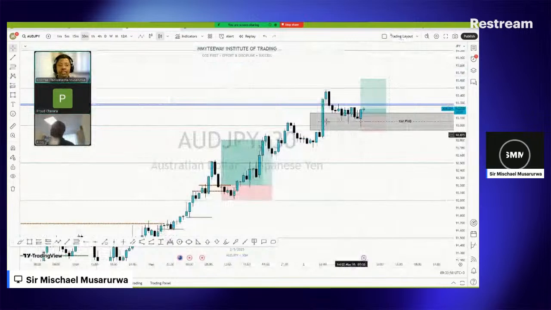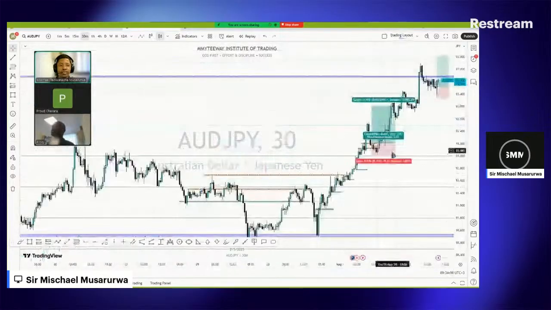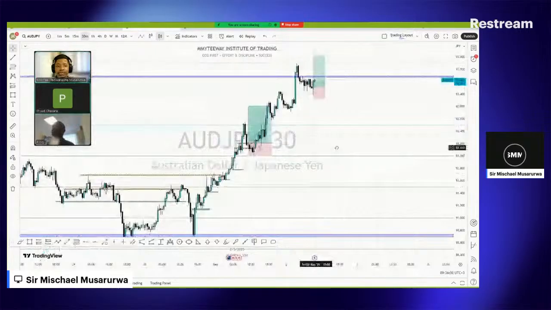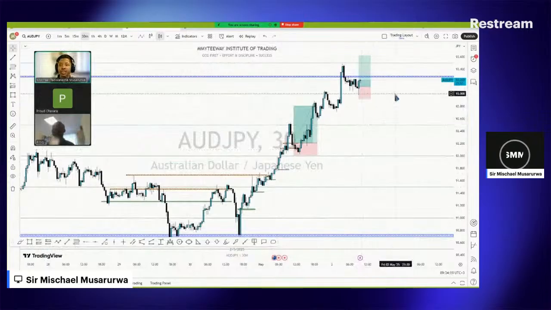The fair value gap. Yes, we have a fair value gap. And let me just delete this one. Alright, we have a fair value gap. What else do we also have here? Very good, excellent. We also have a retest of a psychological level. It is coinciding with the fair value gap.